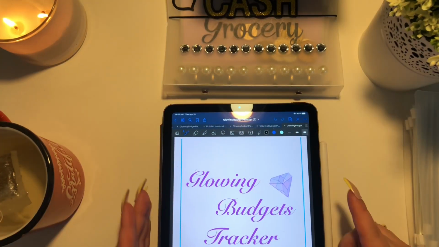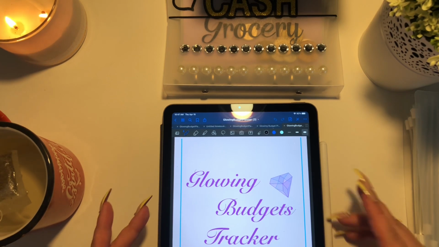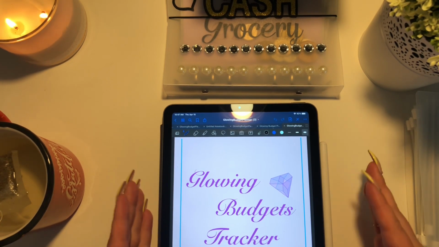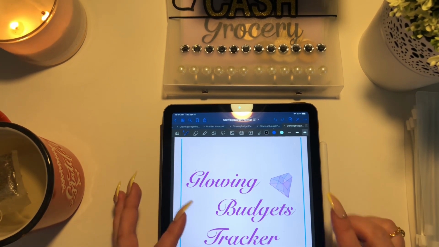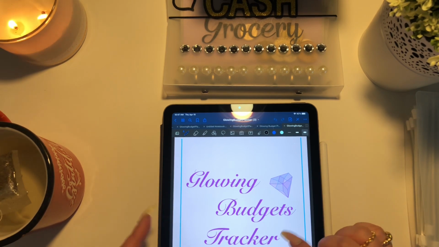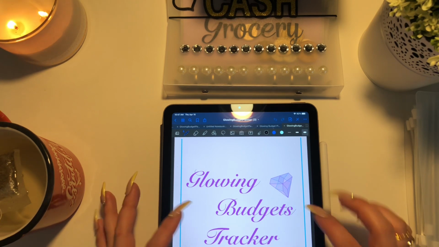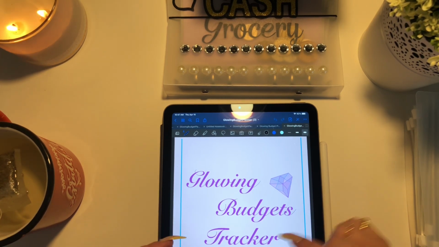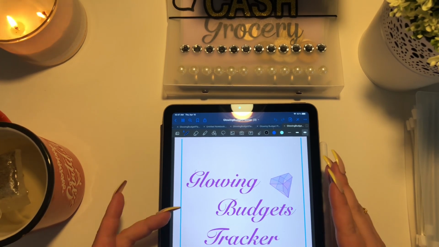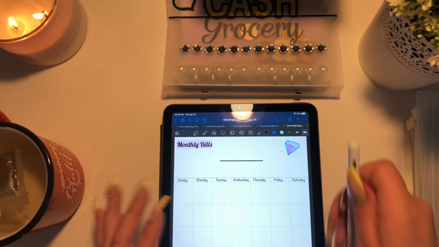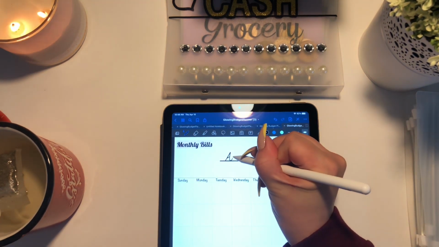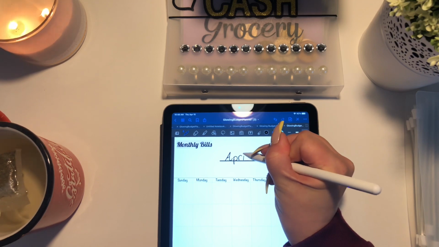Alright, you guys, so the most important thing with starting a budget plan is getting everything all planned out and sorted out. So I like to use my Glowing Budgets tracker, but you can use paper, notebook, whatever works for you. This is a digital file, but you can also print it out and use it as a paper copy. So the first thing you're going to want to do is plan out your month.